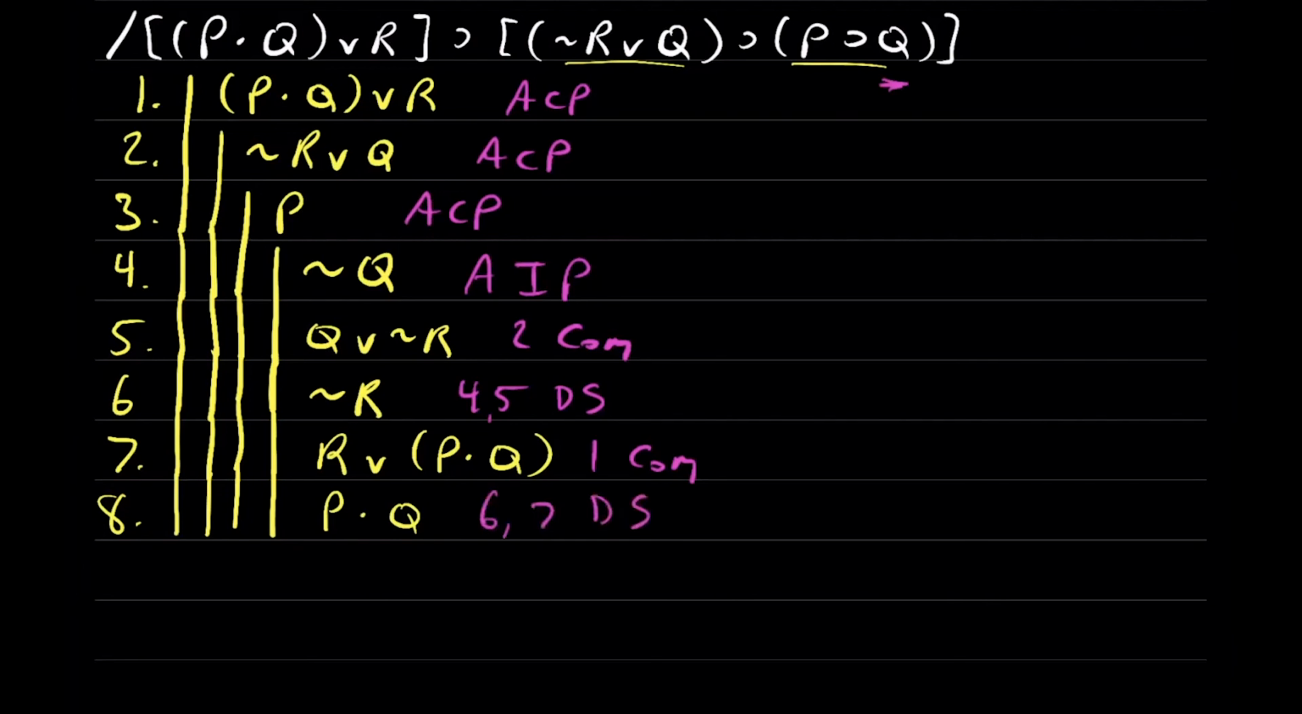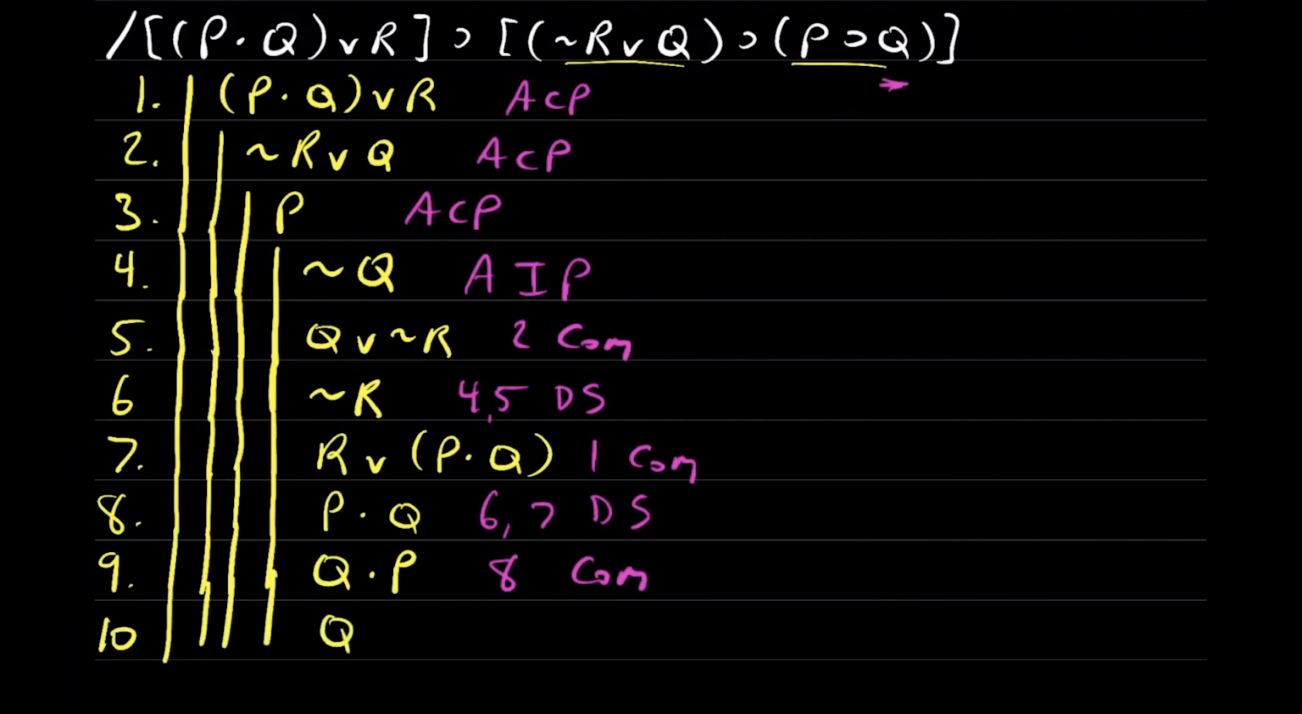And I already see the contradiction that I'm looking for. On line 4, I have not Q. On line 8, I have P and Q. So if I can get Q on its own line, that'll be my contradiction, Q and not Q. So on line 9, I need to do commutativity to reverse the order of line 8, Q and P. Line 8 by commutativity. Line 10, still inside the scope of these 4 assumption lines, Q. That's going to follow from line 9 by simplification.